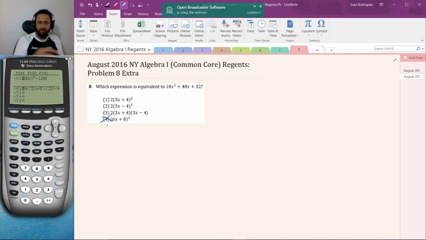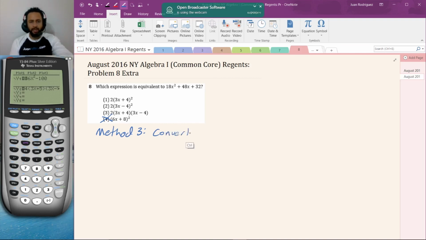But what I just said is actually going to lend itself to a third method. Okay, so method 3: instead of converting this polynomial into one of these, we expand the choices. Instead of factoring this, we're going to expand these.